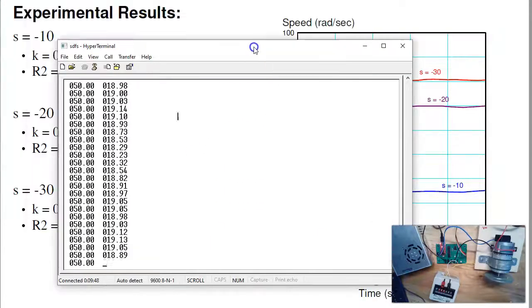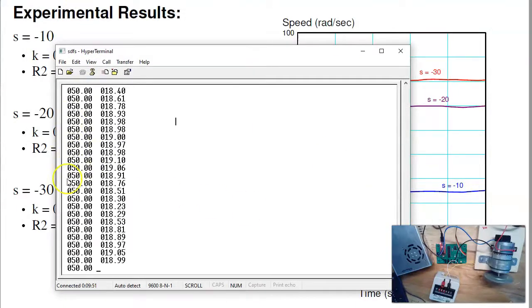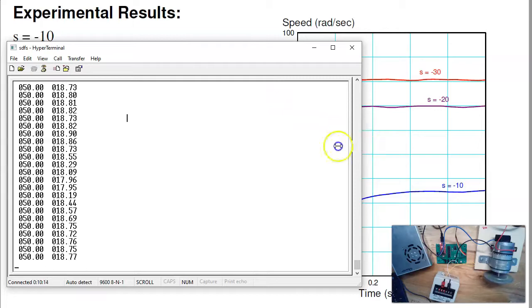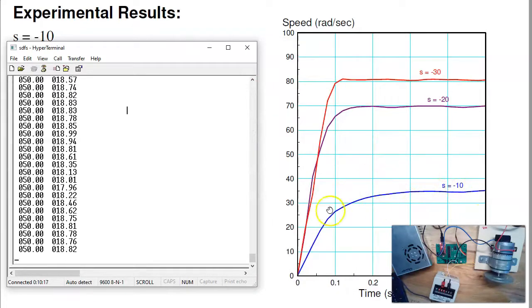In HyperTerminal, the PIC is displaying the set point, that's the left column, and the actual speed. As I change the set point going from 50 to minus 50, the motor went from plus 18 radians per second to minus 18. Notice this is a type 0 system. I have steady state error. I want to be going 50 radians per second. I'm only going 18. That's with a gain of 1. And if you look at the step response, this is what it looks like. I'm actually going to 36 because I shifted everything so that it starts from 0. And the difference between minus 18 and plus 18 is 36.